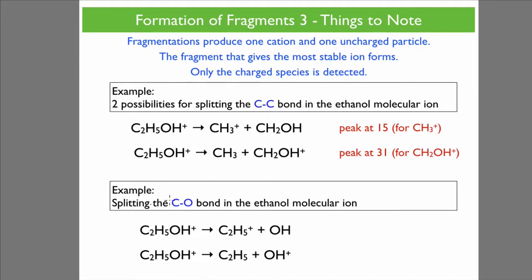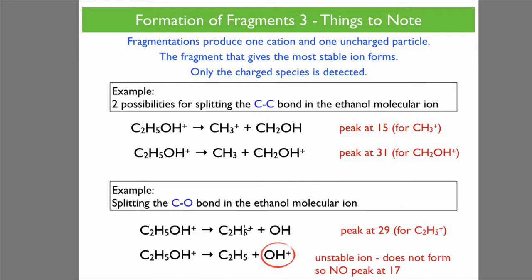In this example, we'll see splitting the carbon-oxygen bond in the ethanol molecular ion. We're going to get a peak at 29 here. We'll get the positive C2H5+ formed, but we're not going to get a peak at 17. OH+ doesn't form. This would be highly unstable. Hydroxyl groups like to be negative.